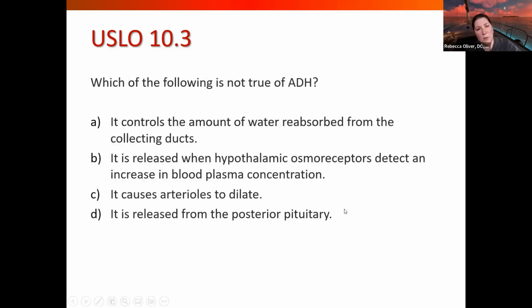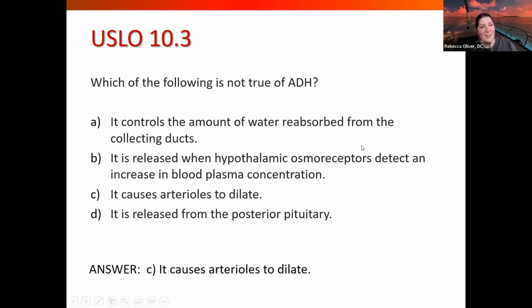All right, which of the following is not true of antidiuretic hormone? So which of these is not true? Let's see, it controls the amount of water absorbed from the collecting ducts. That sounds good. It is released when the hypothalamic osmoreceptors detect an increase in blood plasma concentration. It causes arterioles to dilate. And it is released from the posterior pituitary. Well, we know it's released from the posterior pituitary. Question is, does it make the arterioles dilate? And it doesn't. It does not.